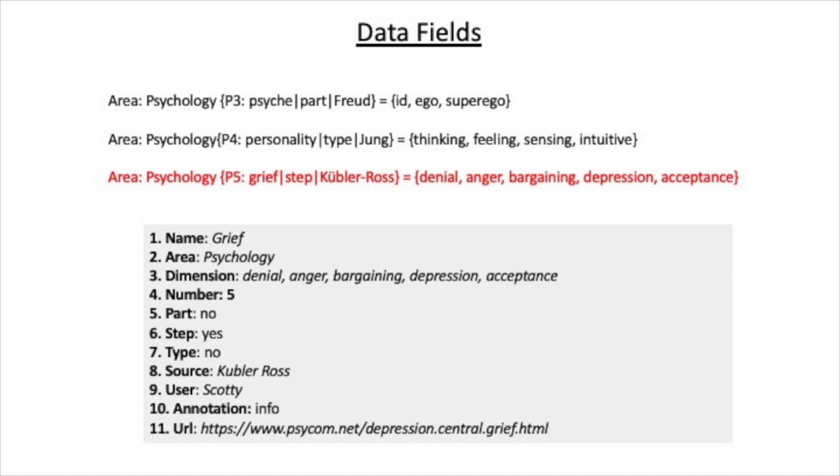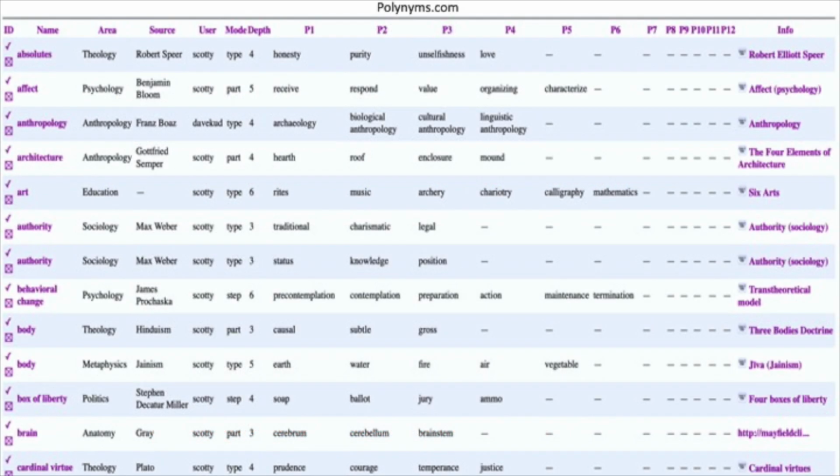Entering polynyms in the data field is simple and straightforward. You enter the name, the area, the dimensions, the number of dimensions. Specify the relation function as part, step, or type. Enter the source, the username, some info, and a URL to learn something about the polynym. Here's a screenshot of the polynym database. Pause the video and check it out.